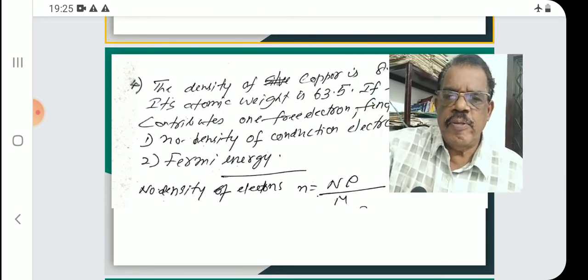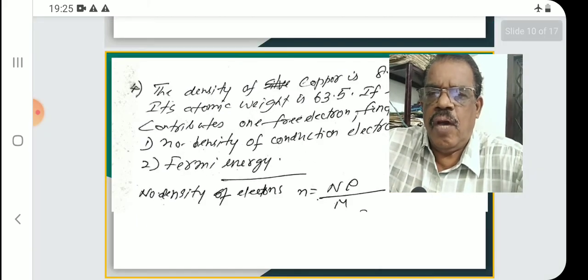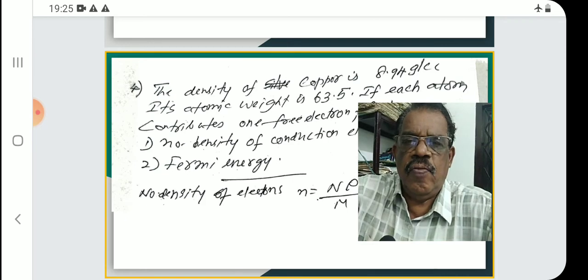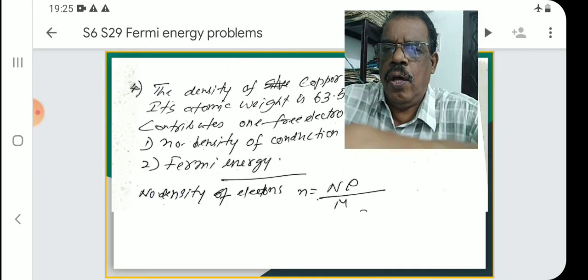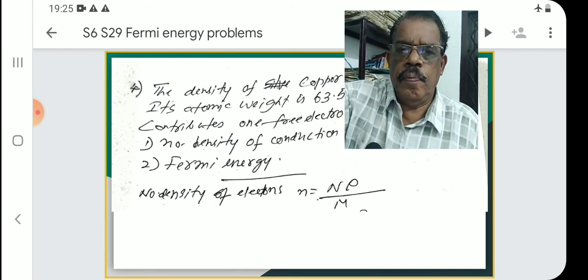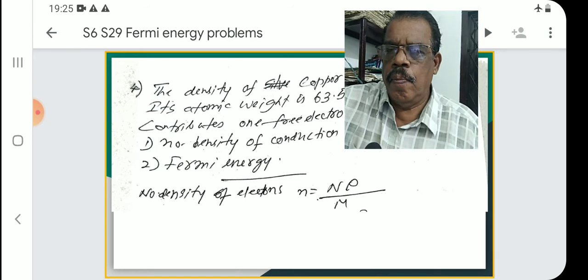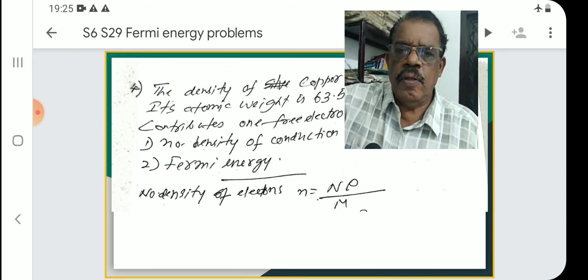A similar problem is repeated for copper. The problem we have done is for silver, and now we do it for copper.